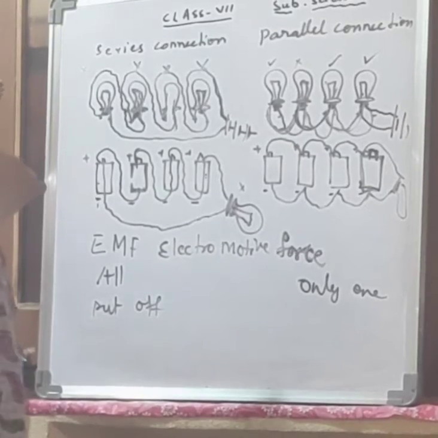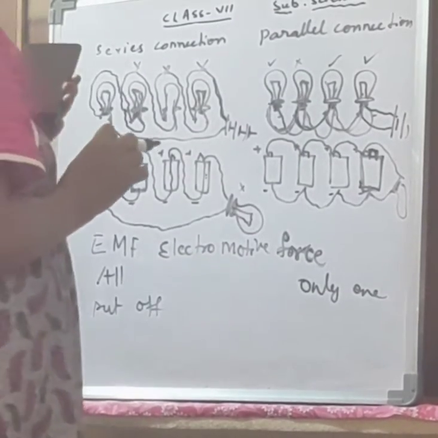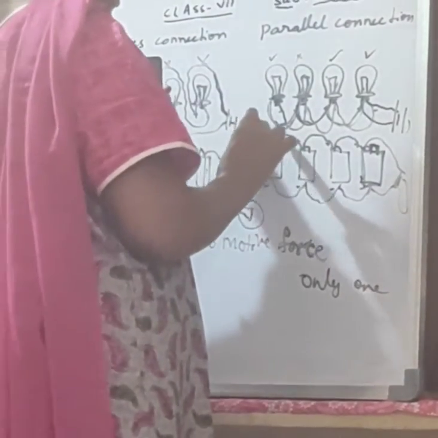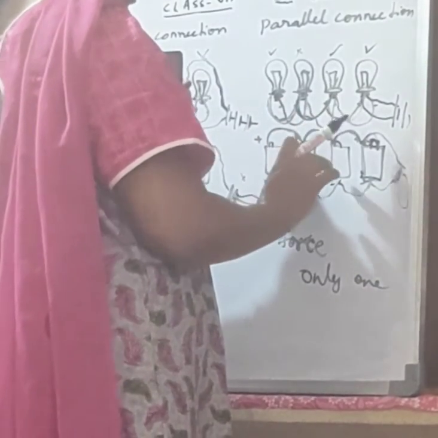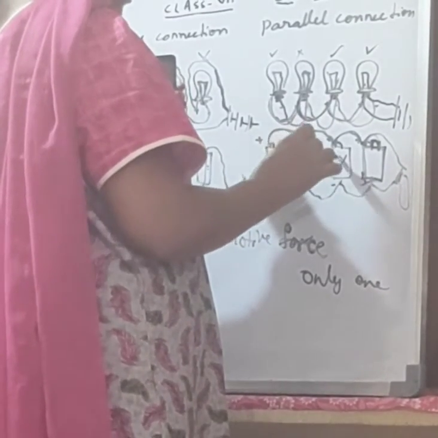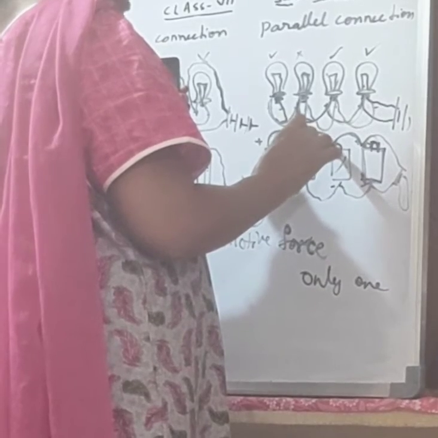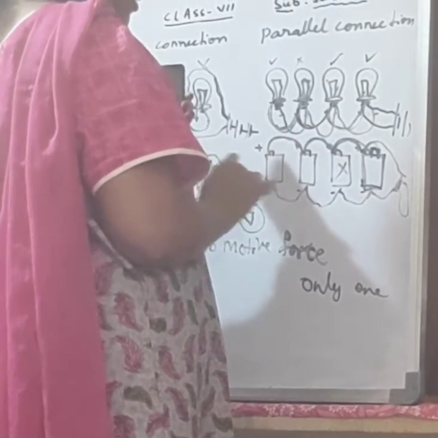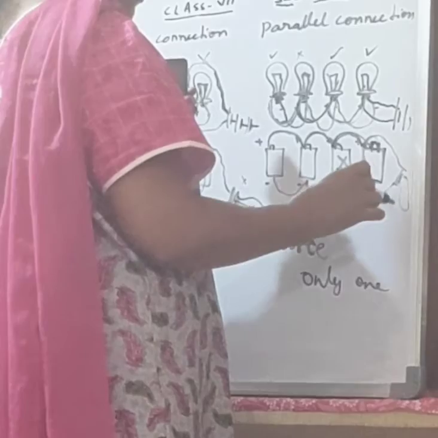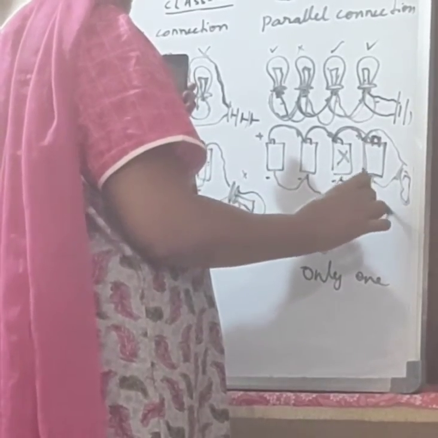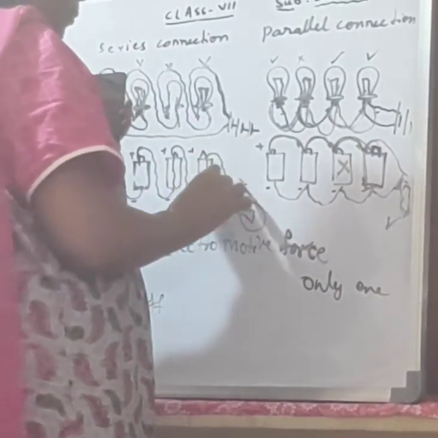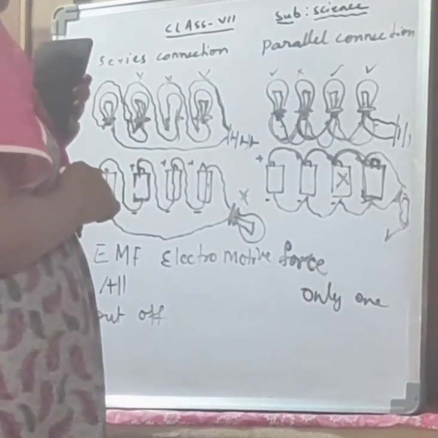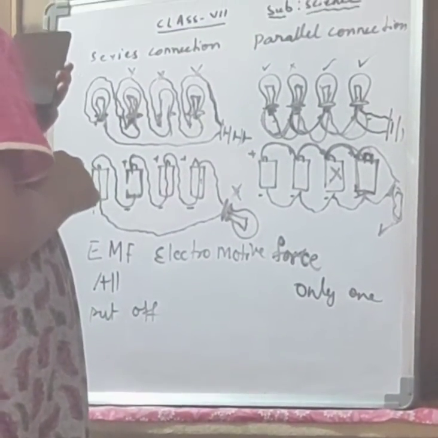Same with the cell also. Here, see, positive to positive connection is there. Suppose this is not working. Even so, from here the connection is there, and again a wire is connected here. Even if it is not working, the bulb will glow. Here the bulb glows, it won't put off, whereas here it puts off, does not glow. Okay. That is the difference between the series connection and the parallel connection.